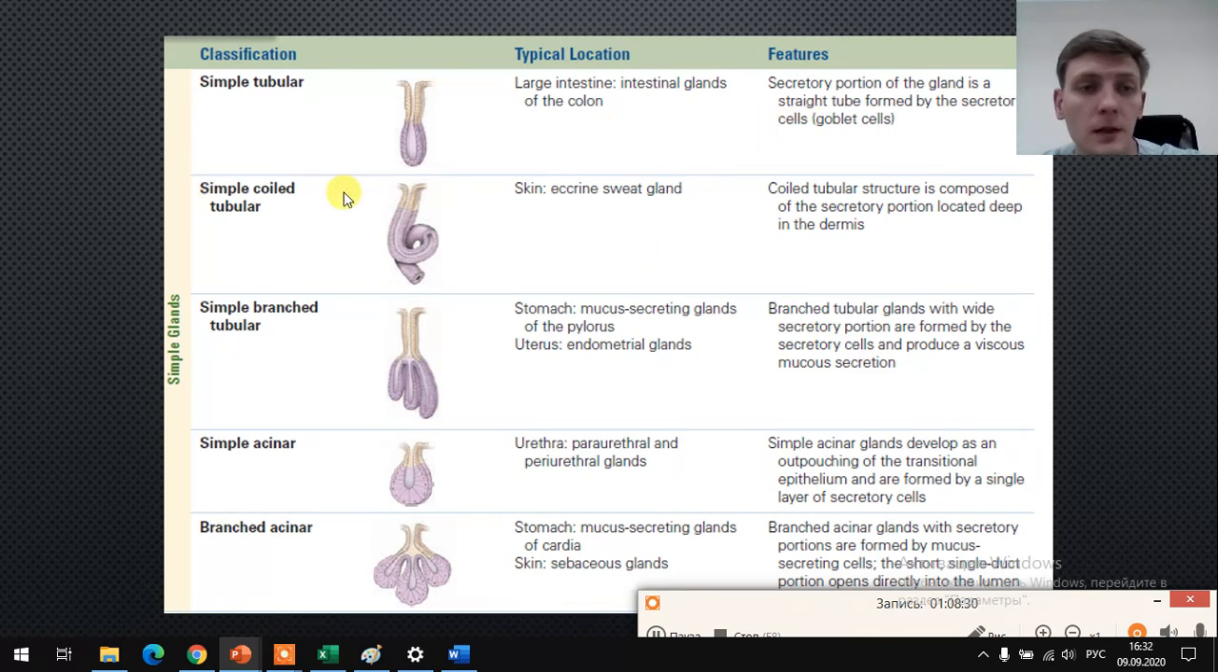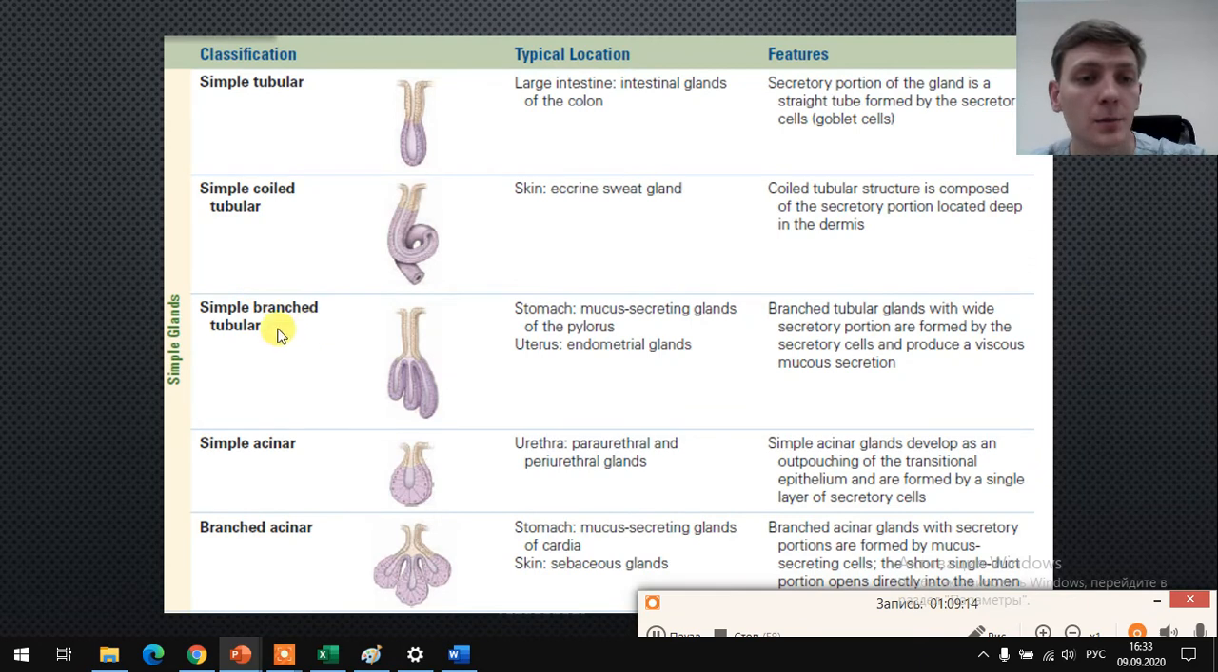Okay, another example is simple coiled tubular. So you see, it's the same as simple tubular, but it gets coiled. So this curvature happens, and actually it goes a few times, a lot of times, and it's a specific type of tubular gland. They're located in merocrine sweat glands. We'll discuss what merocrine means, but sometimes it's also named eccrine, though more commonly it's called merocrine sweat glands. Just in this table they named it eccrine. These coiled tubular glands are located in the skin, and they produce sweat on our surface.